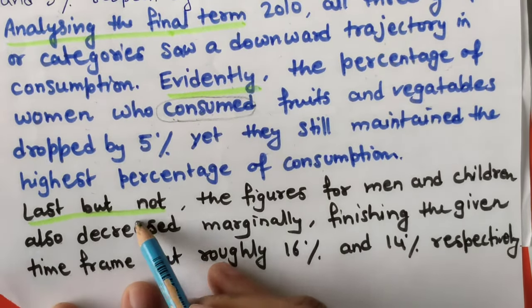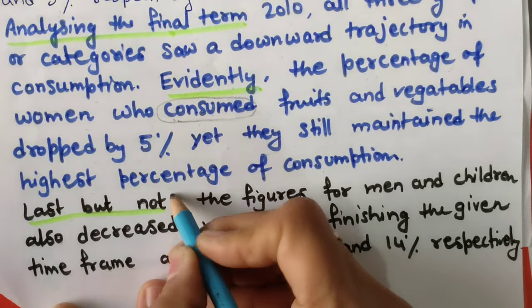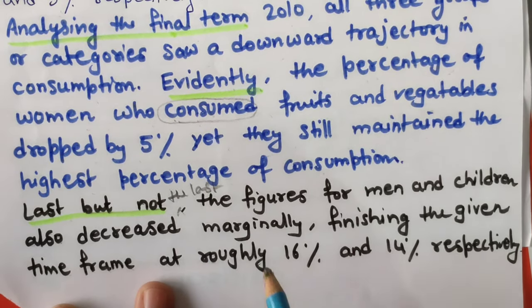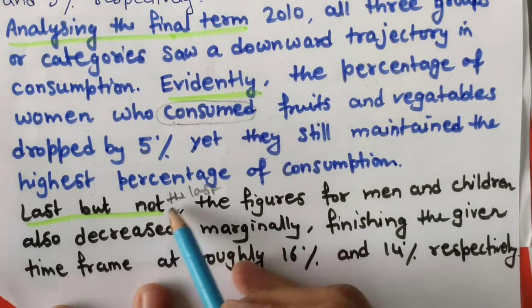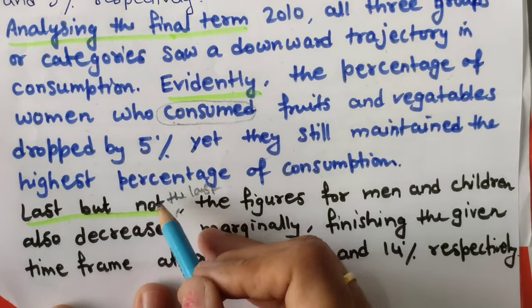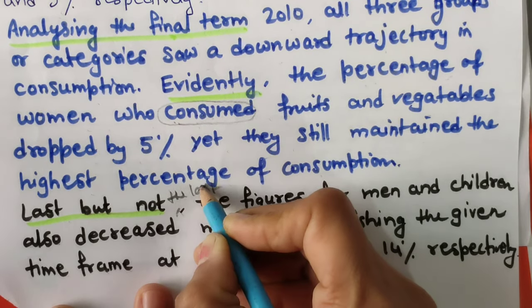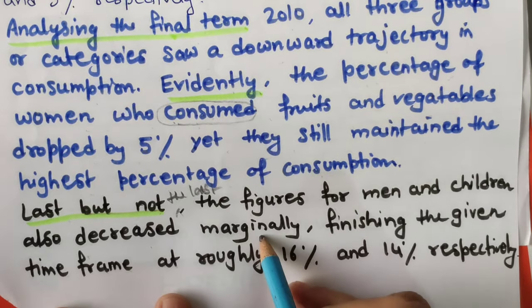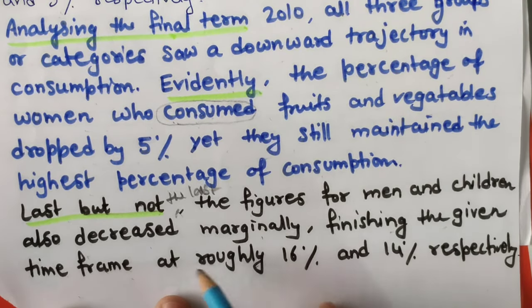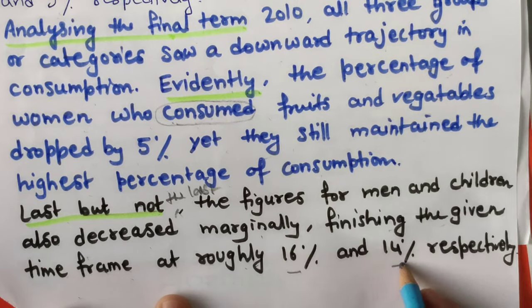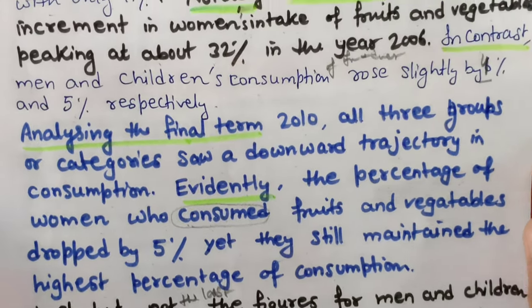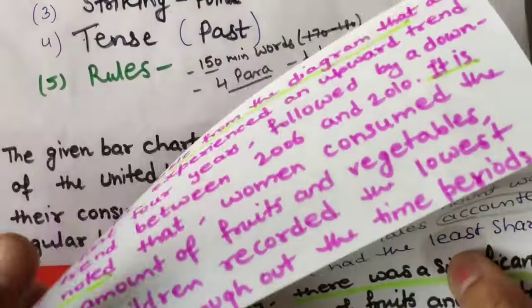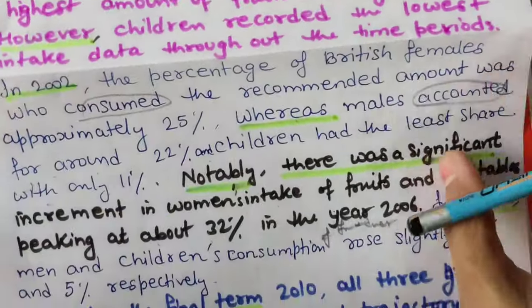Now, last but not the least. Oh, I have forgotten, that's why proofreading is really important. Last but not the least, the figures for men and children also decreased marginally, finishing the given time frame at roughly 16% and 14% respectively. So in simple language, this is how I have explained my detailed paragraphs.